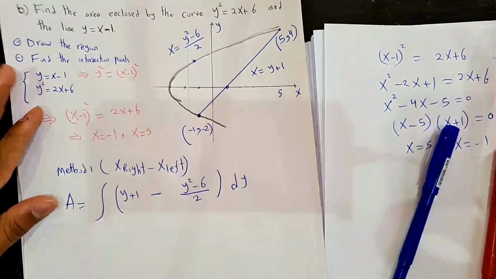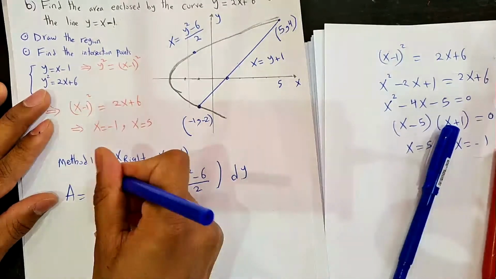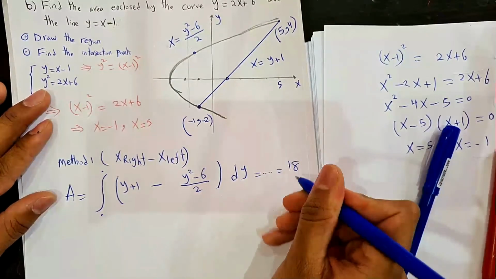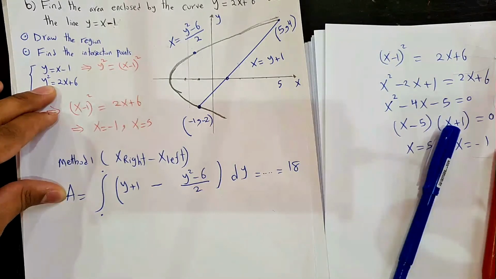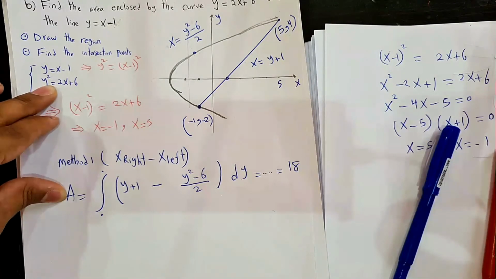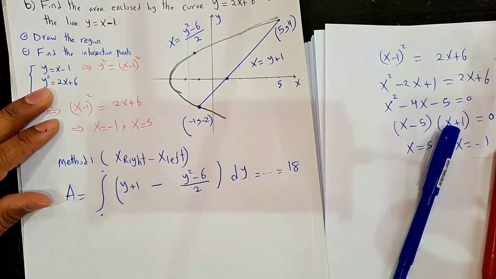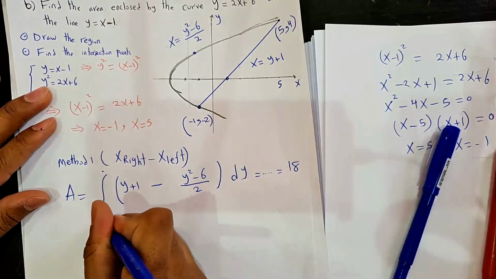Is this clear? Now I will ask you in the chat. I need to integrate from where to where? The final answer is 18. We have an answer from Nasser. He said from minus 2 to 4. Do you agree with Nasser, ya shabab? Yes, he is correct. The answer will be minus 2 to 4.